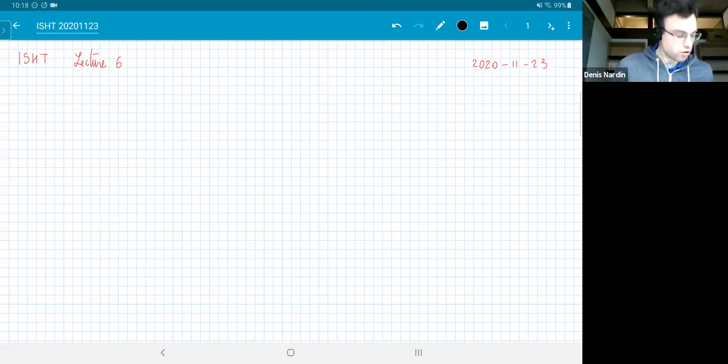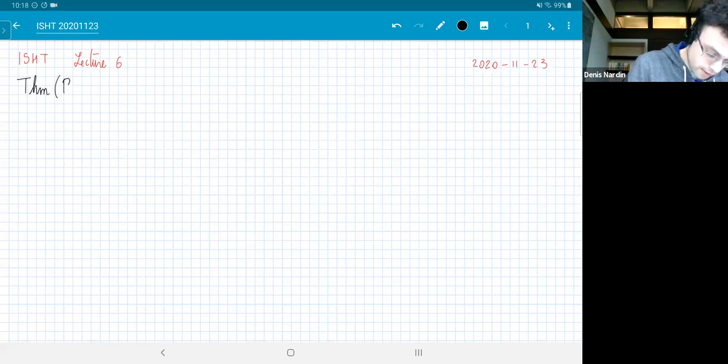Okay, today we are going to finish something we started last time, proving the Brown representability theorem. And then I'm going to give you some examples of spectra and some basic properties of the category of spectra. So let me state the Brown representability theorem again.